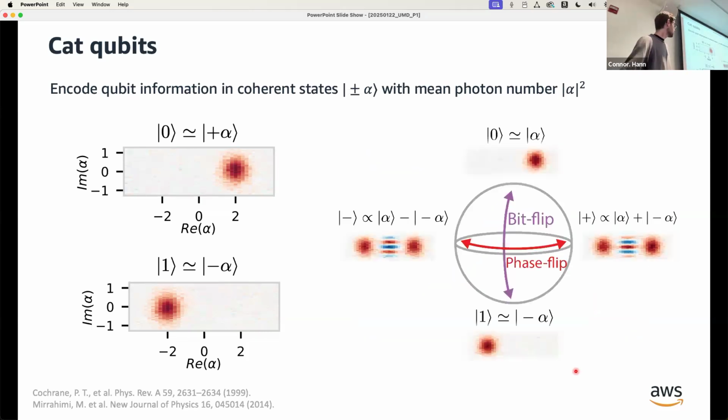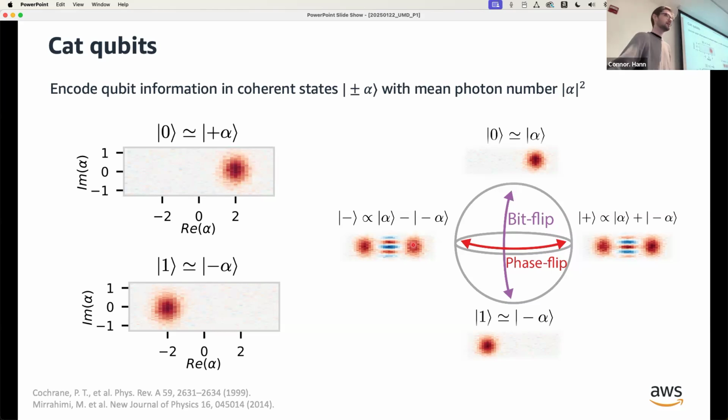So with this definition then, here's the cat-qubit Bloch sphere. As I said, we have the 0 and 1 states as the plus and minus alpha coherent states. And that means that the plus and minus states of these qubits are these even and odd superpositions of coherent states called cat states. And that's where the name of cat-qubits comes from.